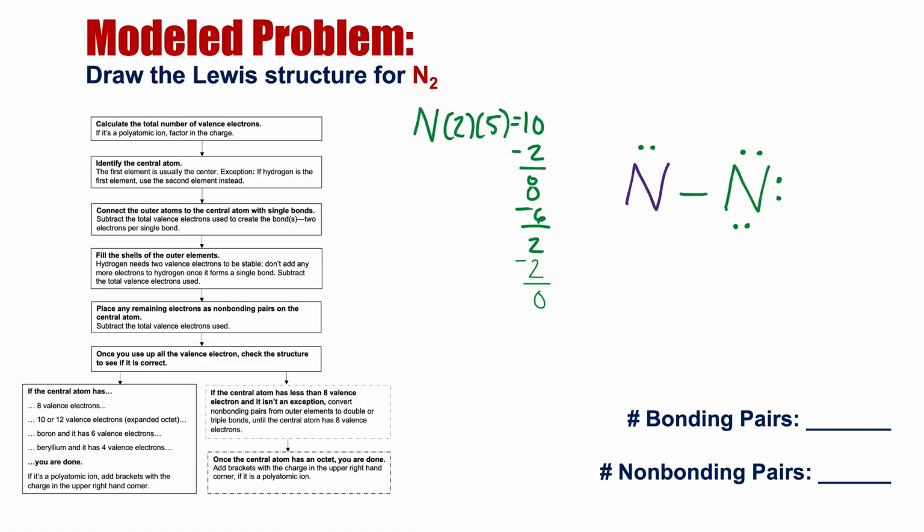I go to the outer element, the outer nitrogen. I erase any one of its non-bonding pairs, and I create a double bond in its place. Now I go back. That purple central nitrogen is still not happy. It has 2, 4, 6 electrons. There isn't another location to make another double bond. So I go back to that outer nitrogen, I erase a non-bonding pair, and I create a triple bond instead. Now that central nitrogen has 8 valence electrons. It has the octet. It's happy. So now I'm done with this Lewis structure. There's 3 bonding pairs and 2 non-bonding pairs.